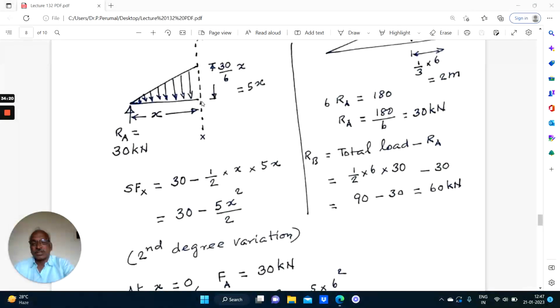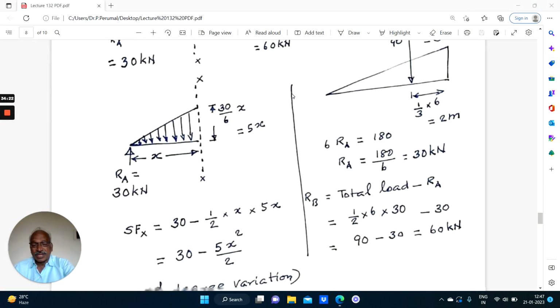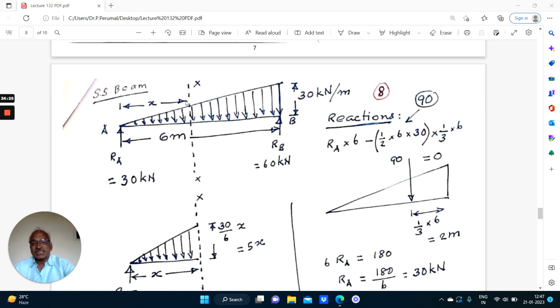Right. Now, to get the shear force diagram and bending moment diagram, you consider a section XX at a distance x from the left hand support. Now, the ordinate of the loading diagram at the section x: for 6 meters, this value is 30. For x meters, what is the value? That is equal to 5x. x is unknown. x is the variable, right?